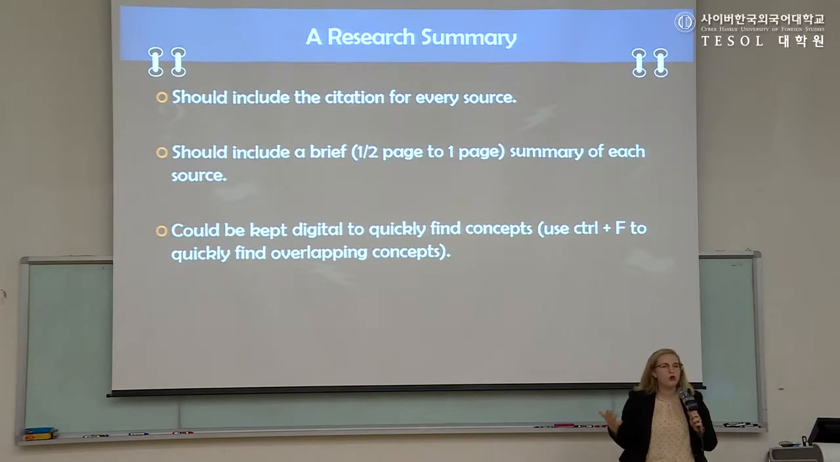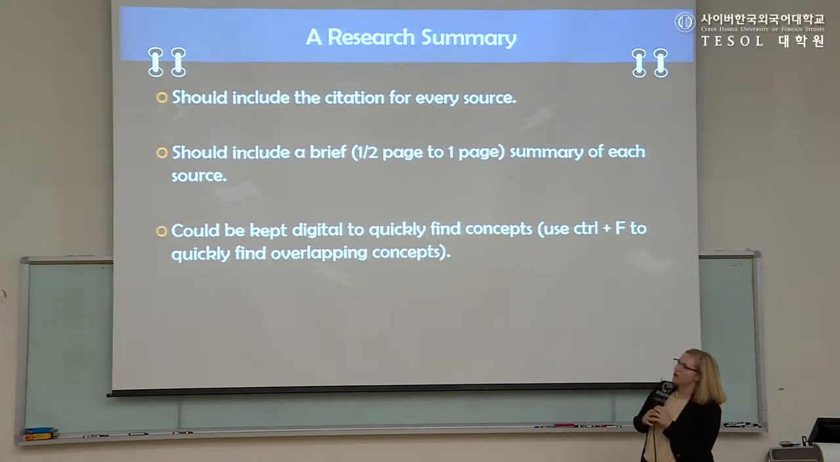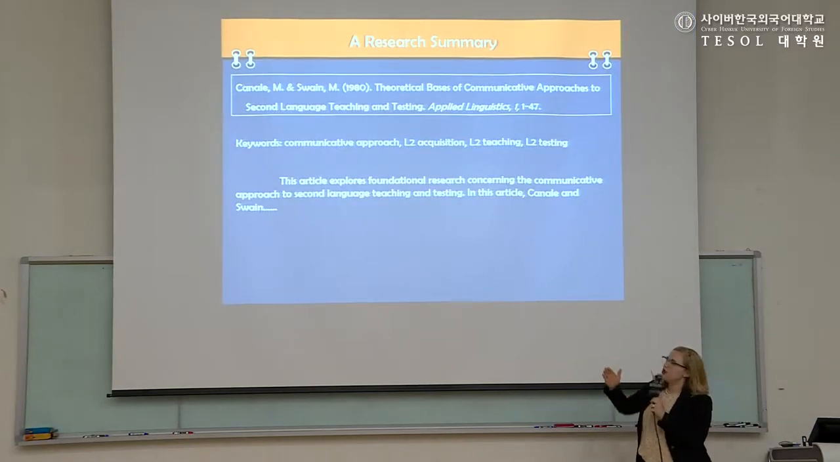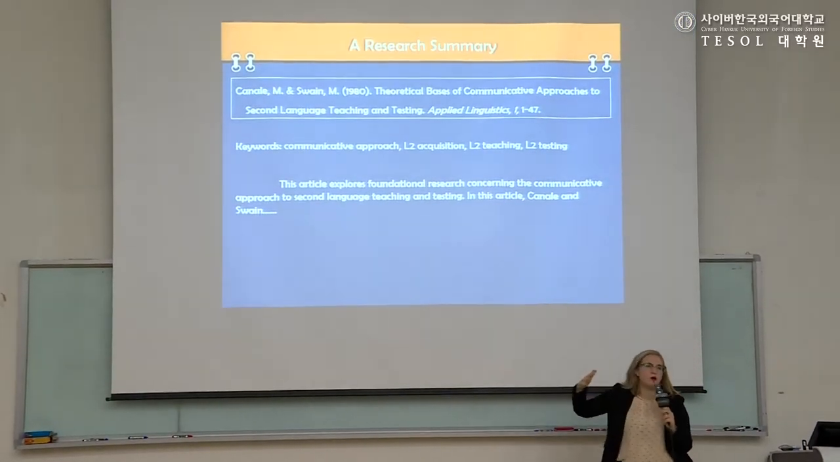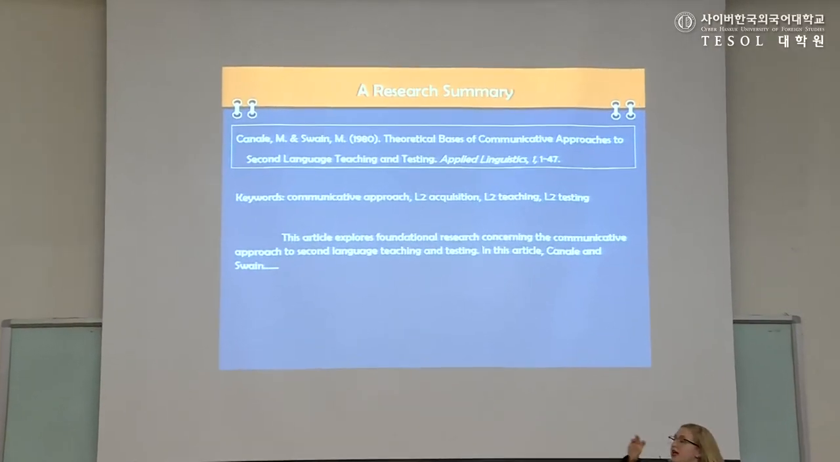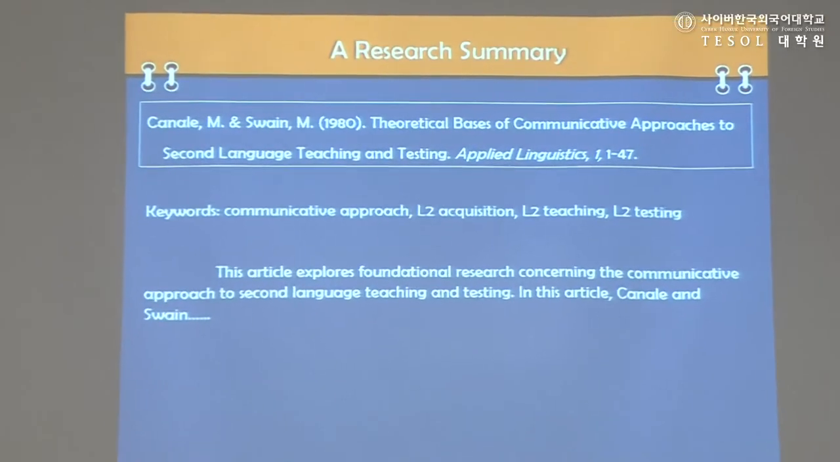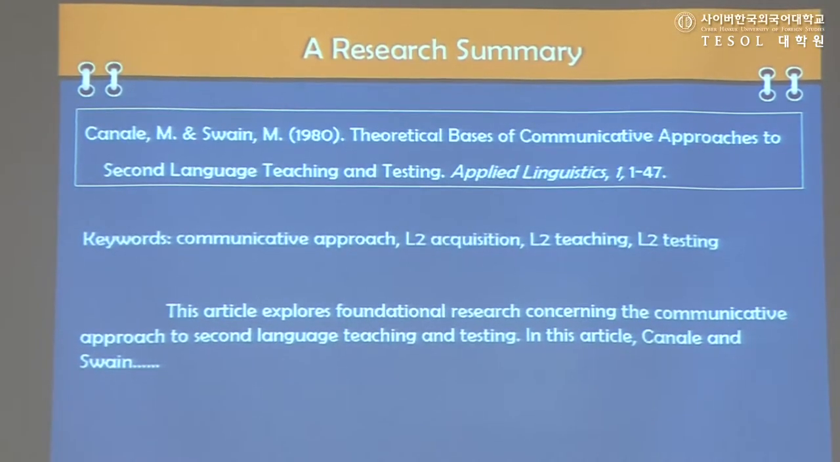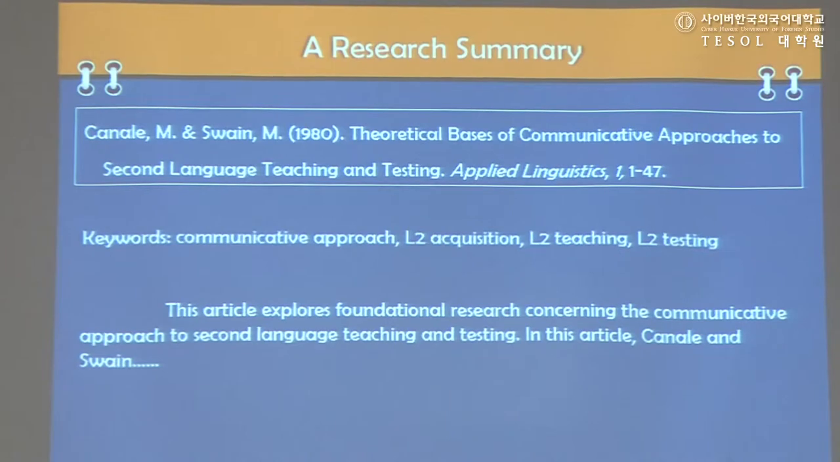It's like creating your own library, right? Every time you find a source, you put it in your research summary, and then when you need to find that source again, Control F, boom, boom, boom, hey, look, this is the source I need, right? So it's very easy to re-access the information that you've read with a research summary. So it might look something like this, only with a long paper. So this is one example of what you would do for an entry in your summary. We have at our top our citation itself. This is also gonna be great when you're writing your paper, you just copy and paste the citations in.